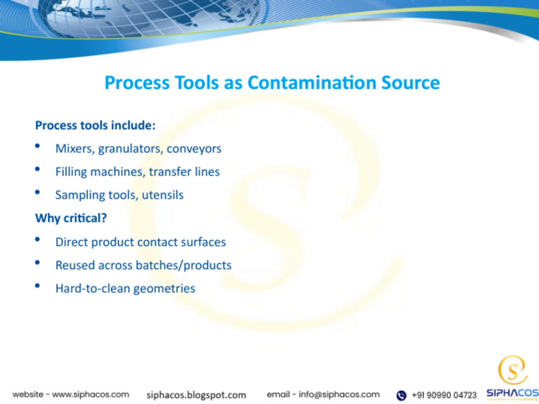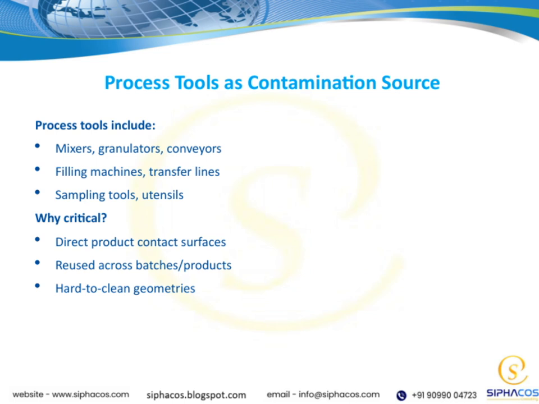Because they are reused across different batches or even different products, any contamination on these surfaces can easily transfer. Additionally, many of these tools have complex or hard-to-clean geometries, which can trap residues and make thorough cleaning challenging. All of these factors highlight why controlling contamination from process tools is essential to maintaining product safety and quality throughout production.